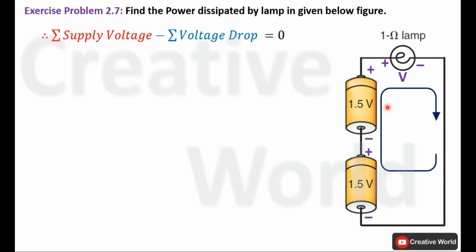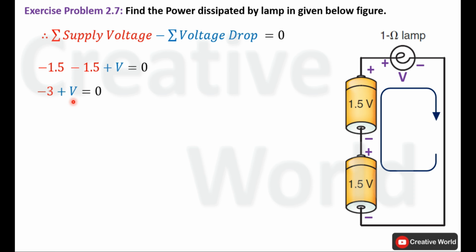Apply KVL inside this closed loop circuit. We will start from this cell. Current entering terminal is negative, so voltage across this cell will be taken with minus sign, minus 1.5 volt. Similar case will be with this cell, minus 1.5 volt, because current is entering from the negative terminal. And voltage across this lamp will be taken with positive sign because current entering terminal is positive. This minus 1.5 and minus 1.5 will add together to form minus 3 volt.